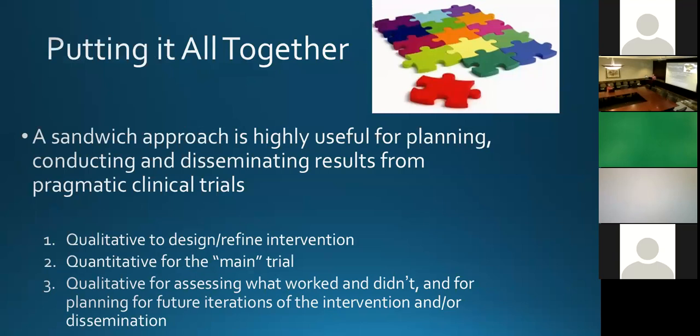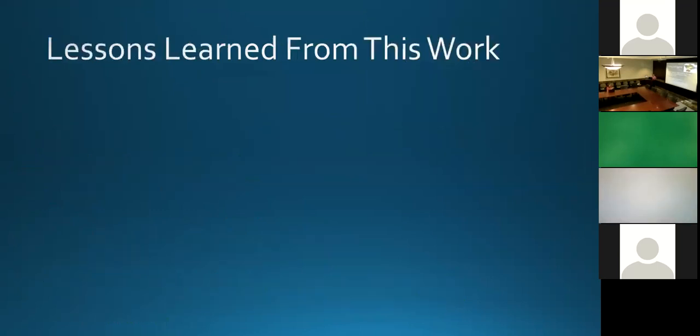But I think, in the planning stage, for things that are successful, or even things that are only partially successful, the qualitative piece at the end is really key, because it can really help you understand why certain things worked and others didn't, and how to maybe make those things that didn't work better or more likely to work in the future. So, we use this qualitative to design and refine the intervention, a quantitative sort of for the main clinical trial, and then again, a qualitative piece for assessing barriers and facilitators.